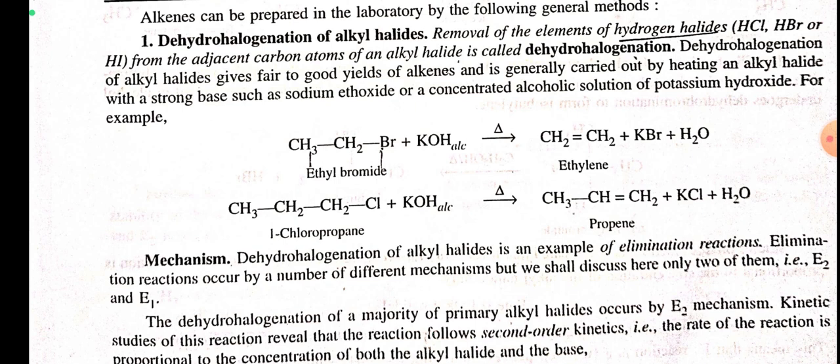Dehydrohalogenation of an alkyl halide gives fair to good yields of alkene and is generally carried out by heating an alkyl halide with a strong base such as sodium ethoxide or a concentrated alcoholic solution of potassium hydroxide. For example, ethyl bromide reacts with alcoholic KOH, giving ethylene plus KBr plus H2O.